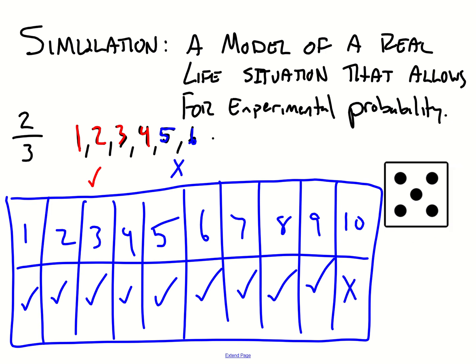So my simulation says that out of the next 10 shots, Henry's going to end up making 9 out of his next 10 shots. Way to go, Henry. That's a good amount of shots to be making. I believe in you. You can do it. So that is experimental probability.